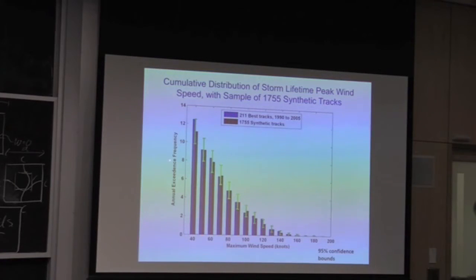It produces a nice intensity distribution. So these are the number of events whose peak wind speeds over their lifetime exceed the value on this axis. The blue is from historical data. The red is from this technique. The error bars show confidence limits: if the historical data, which is only 211 tracks, were just subsets of the synthetic data, then 90% of them should fall within those green bars.